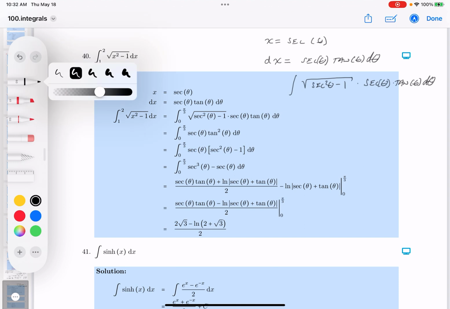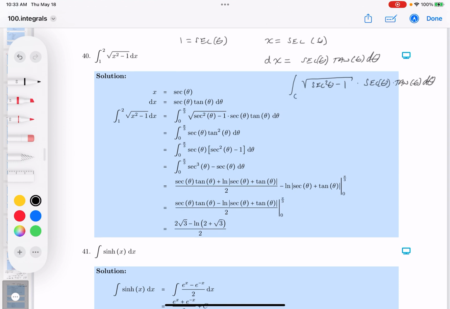And let's write it down for you. So if x is 1, the lower limit, that would mean the secant of theta is 1, certainly on the invertible region that we're talking about here. And where would that occur? At 0. That's pretty simple. Let's do the upper limit, which is 2. And that's a secant of theta equal to 2.